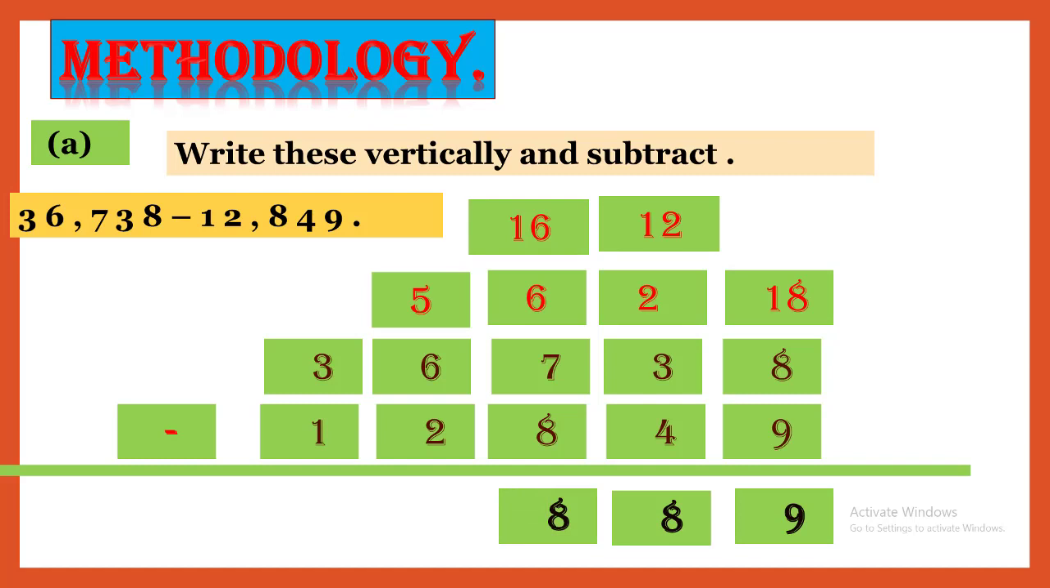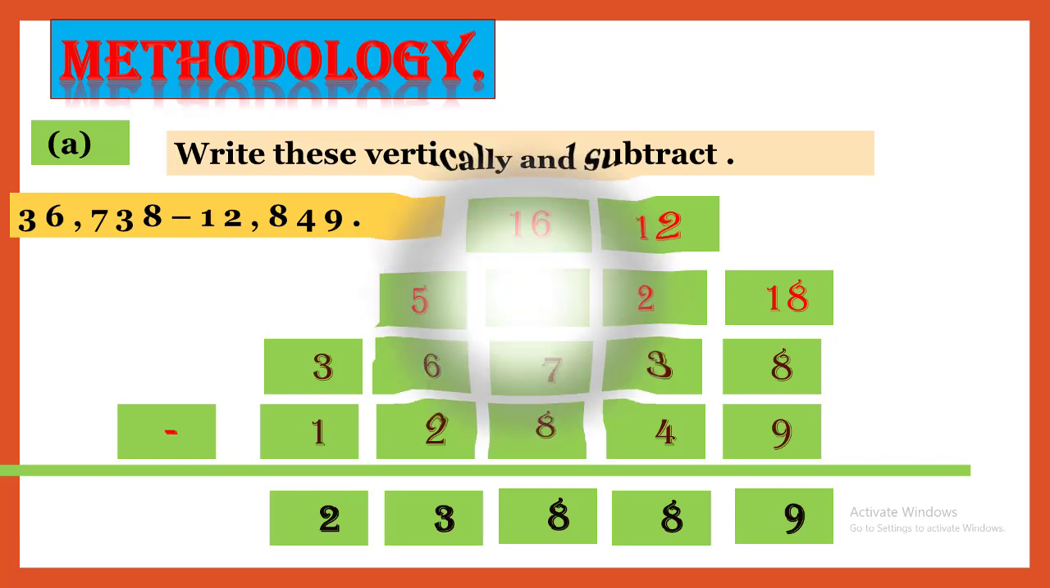Now look at the next column. 8 minus 5 will be 3. Now the last column is, we have to subtract 1 from 3, the answer will be 2. 36,738 minus 12,849 gives us answer 23,889.